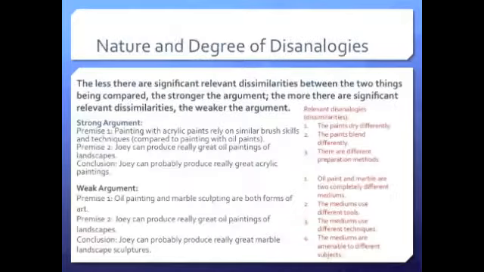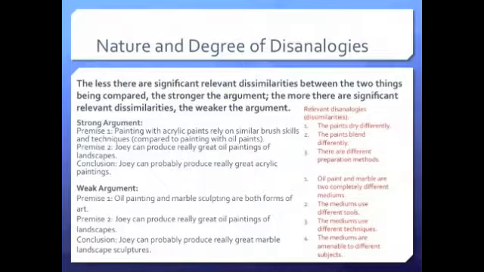Now, when you consider the disanalogies that exist between the two things being compared in an analogical argument, you want to consider the nature and degree of these disanalogies. The fewer significant relevant dissimilarities there are between the two things being compared, the stronger the argument will be. And the more there are significant relevant dissimilarities, the weaker the argument will be. Now consider here our strong argument.